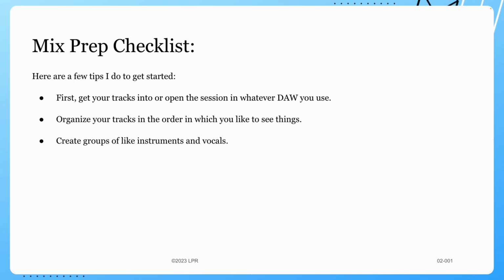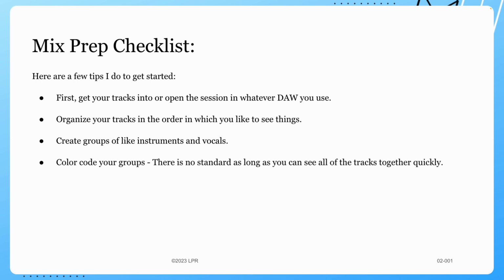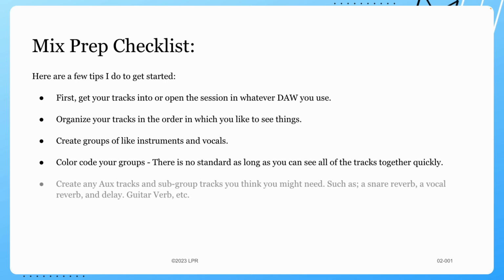Create groups of like instruments and vocals. You can color code those groups. Look, there's no standard to the color coding as long as you can see all the tracks quickly, especially in a large mix. That's all it's for. There's no standard color coding. You just do yours. I like to create auxiliary tracks, subgroup tracks, whatever I think I might need, such as a snare reverb, a vocal reverb and a delay, a guitar verb, whatever.